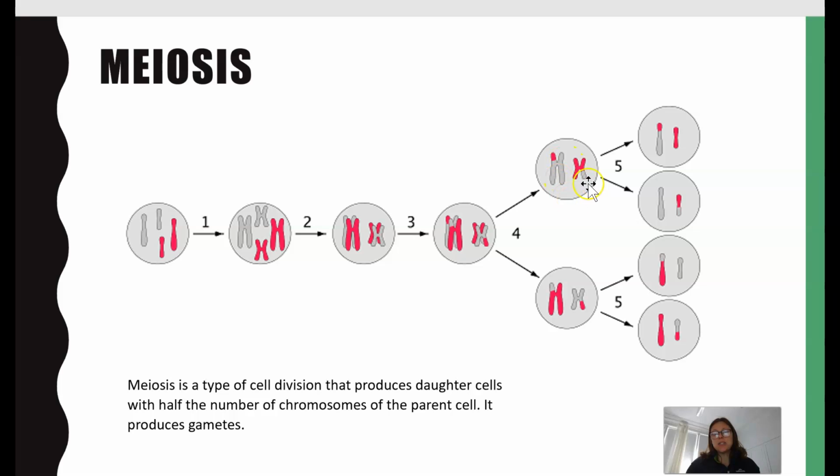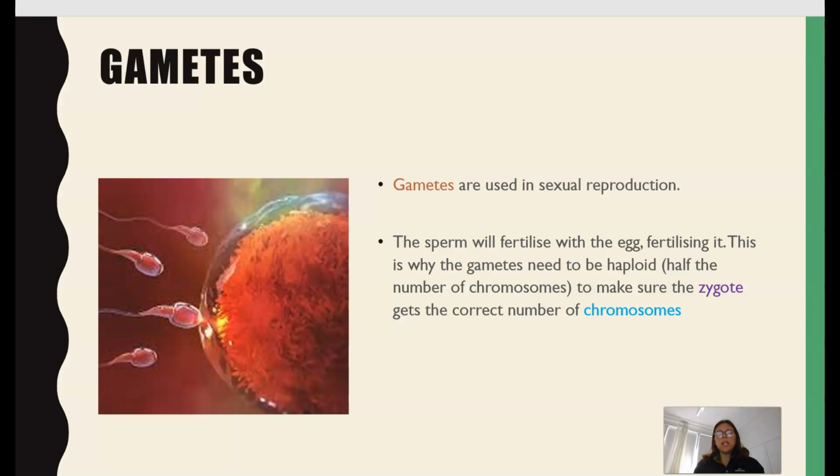But we can see still there, we have a full complement of chromosomes. So we really want half of that. So the second division occurs again. And these are our gametes. These are our sex cells. So leading on there, we have our gametes, and I would like you to write this down in your books also. So gametes are used in our sexual reproduction.